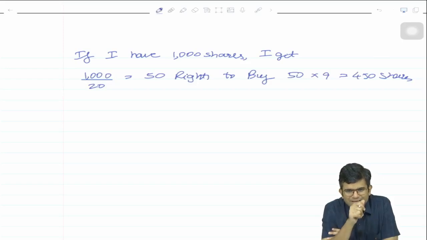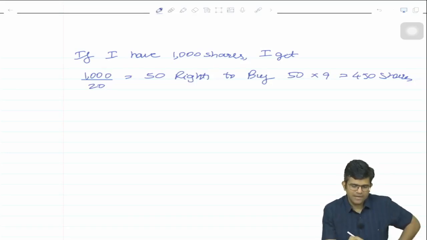You are understanding? There are only 50 rights. 450 are right shares. But the number of rights are only 50, no? In every right, there are 9 shares. You have one right to buy 9 shares. Like that, you have got 50 rights to buy 450 shares. Everyone clear? So for me, the calculation will be like this.